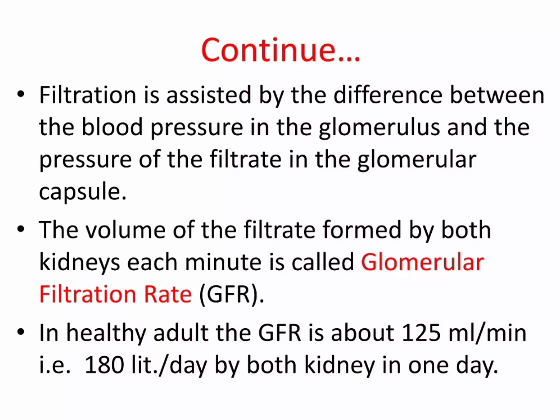The volume of filtrate formed by both kidneys each minute is called the glomerular filtration rate, also called GFR. In a healthy adult, the GFR is 125 milliliters per minute, that is 180 liters per day by both kidneys in one day.